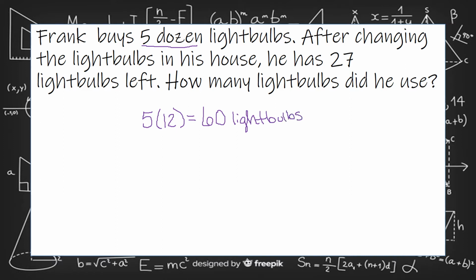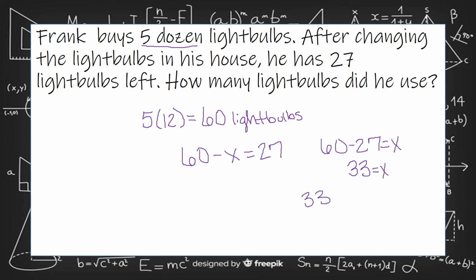Then he had 27 light bulbs left after he changed all the light bulbs in his house. So I'm going to say 60, and I know he had 27 left, so 60 minus x equals 27. That's one way to look at it. I could also say 60 minus 27 equals x, because those are a fact family. So 60 minus 27 gives me 33 light bulbs. That's how many he used.